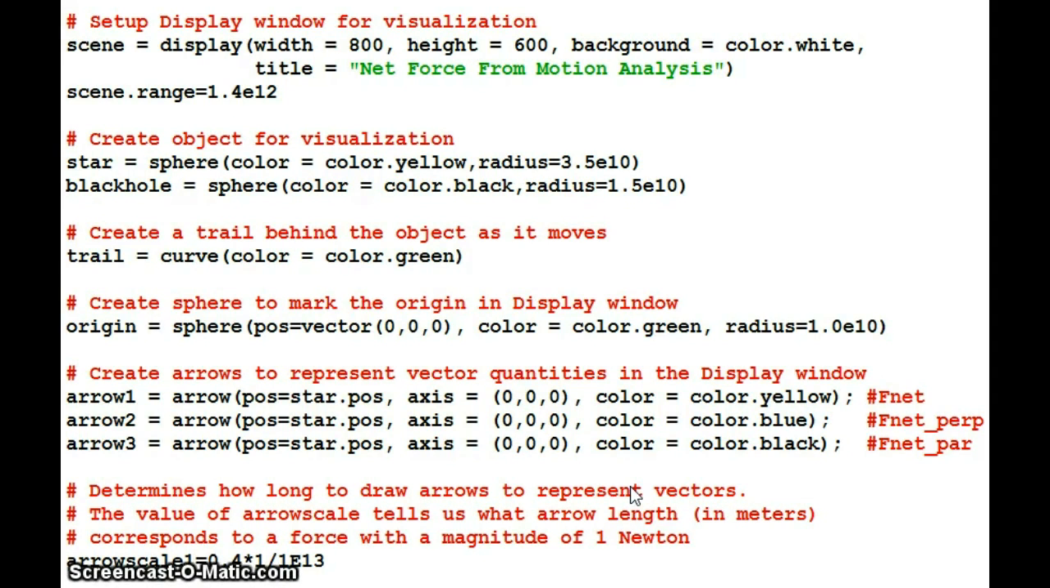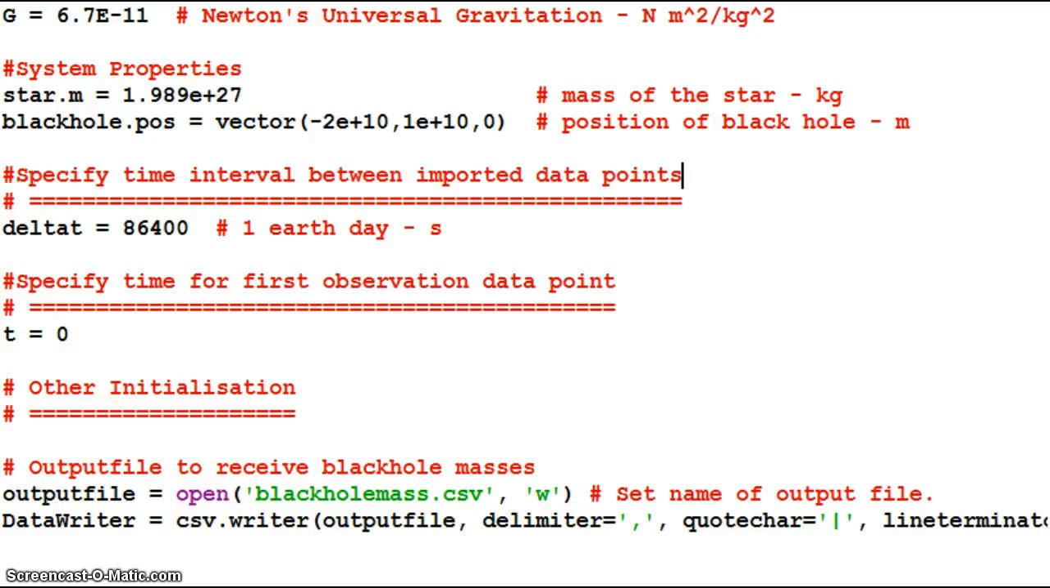The net force is colored yellow, perpendicular force blue, and the parallel force black. The arrows are scaled according to their magnitude. The system properties are configured by this Python segment. Newton's universal gravitation constant is specified. The mass of the star is specified along with the black hole position.